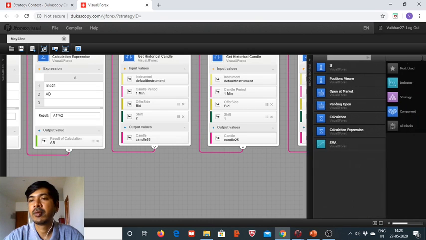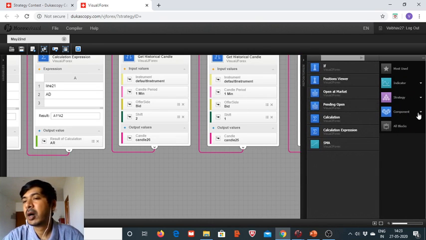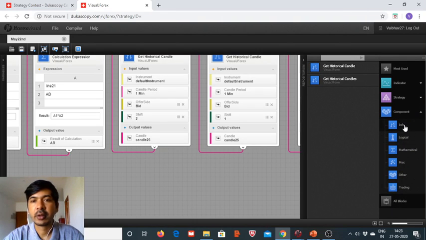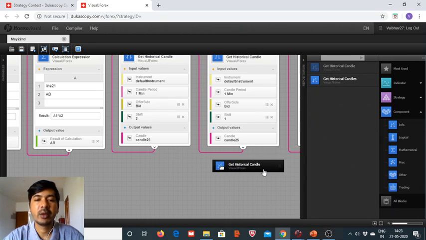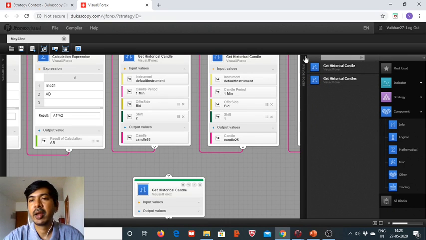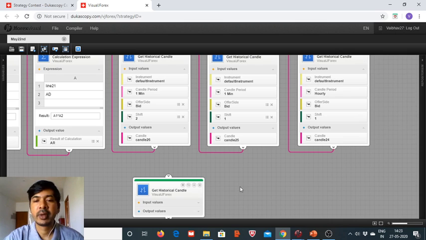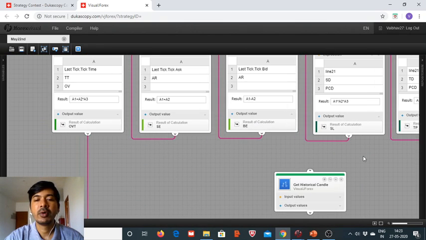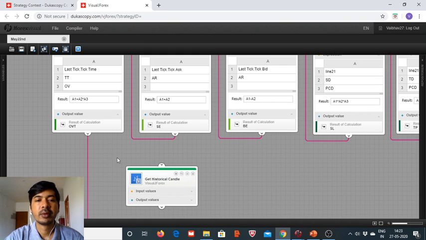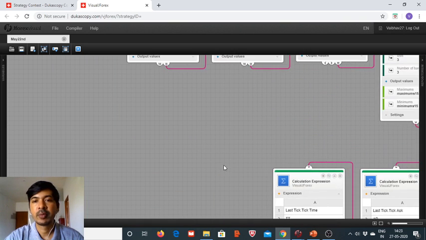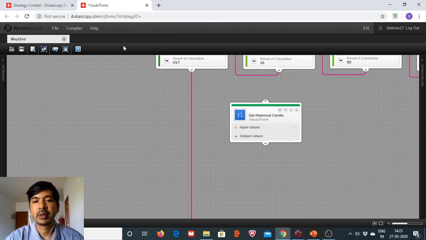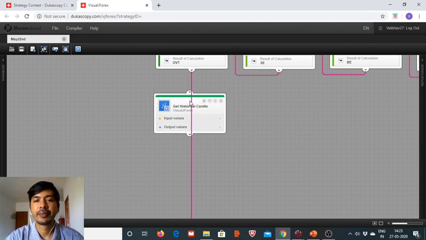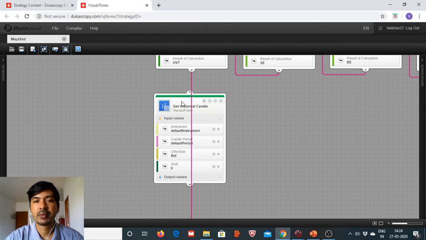So for that we need to bring in the historical candle, get historical candle 1, and here we will need to add it somewhere to get it in the flow. Let us see if we have some space here. Okay, so we join it on the lower side. Good enough.